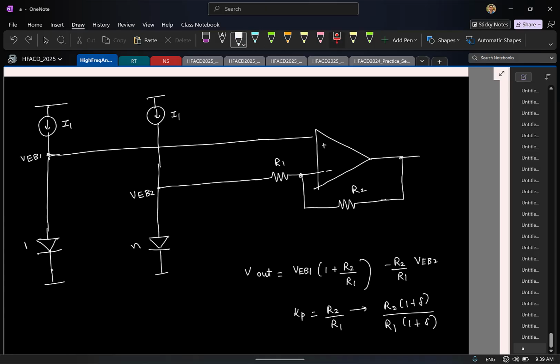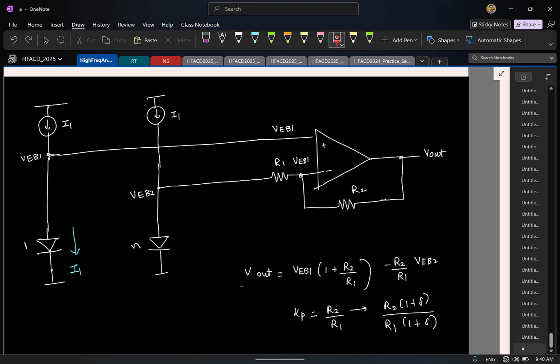So this is also VEB1. What can you say about this voltage? If this is VEB1, what can you say about this voltage? And now we can say that this is my output. But before proceeding further, look at the circuit and tell me what is the current flowing in the left side branch, the left side diode. What is the current flowing through the diode? I1.